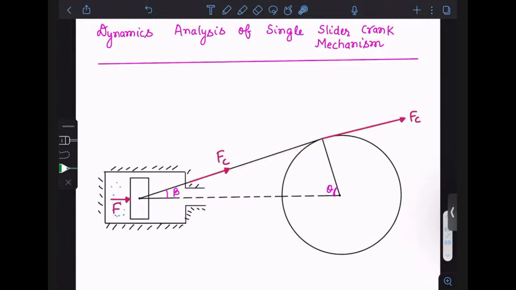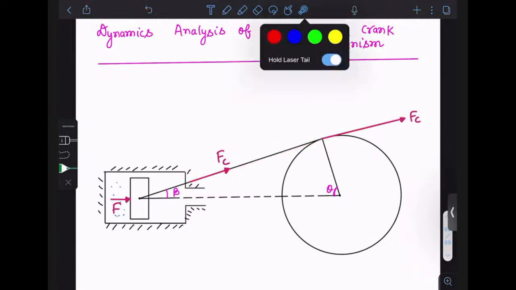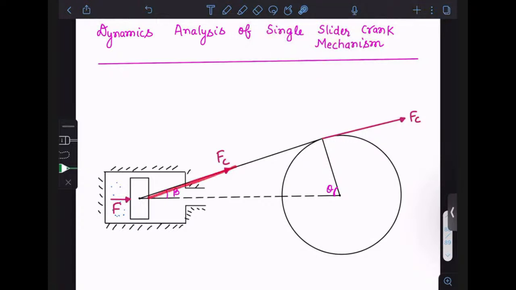Once you break the component of this force along the connecting rod, it has two components, one in the vertical direction and one in the horizontal direction. So this is your FC cos beta. This is your FC sin beta. Correct, my dear?